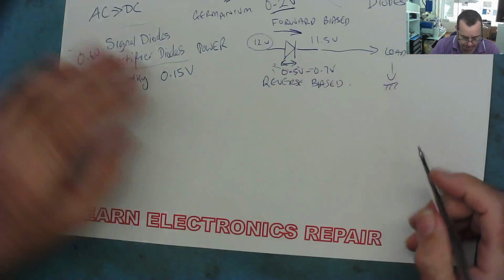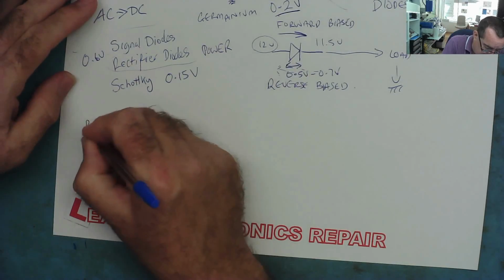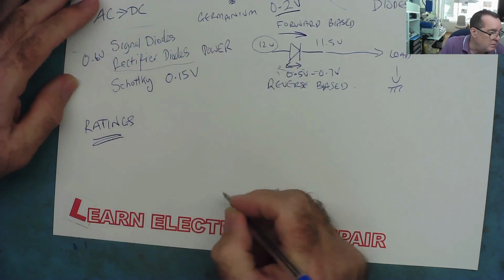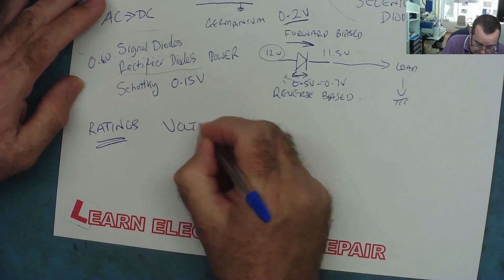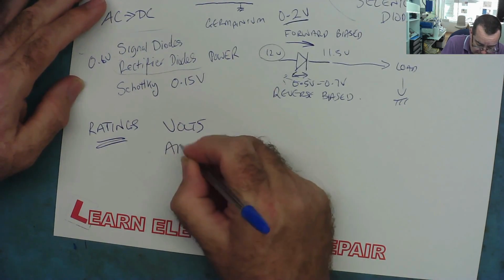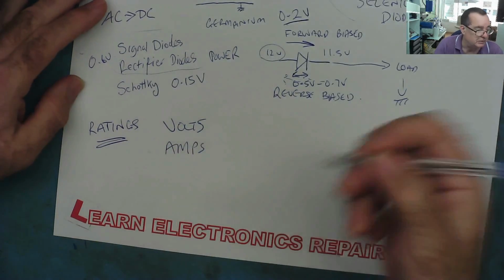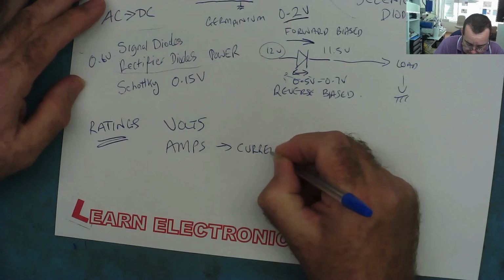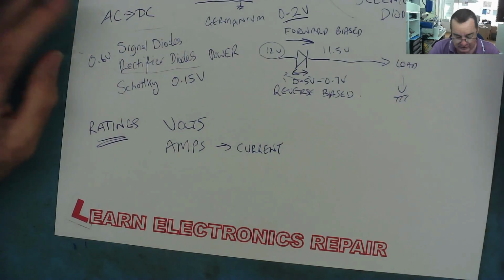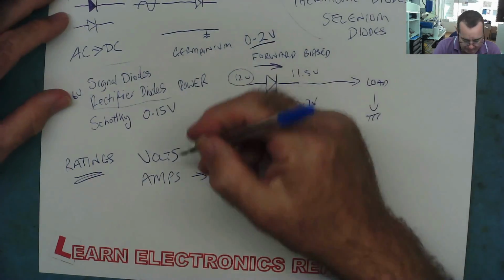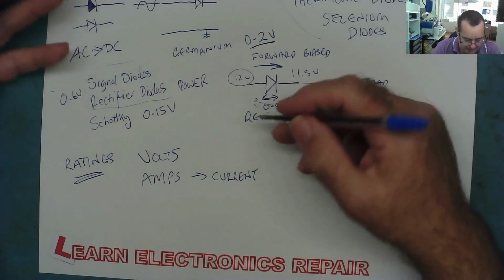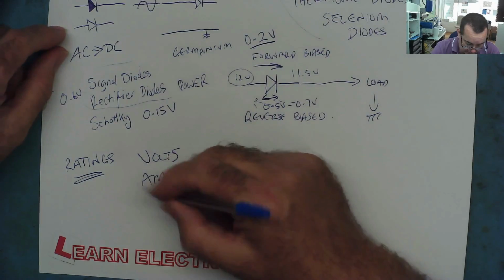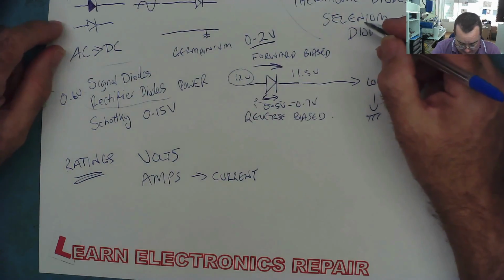Diodes have ratings, okay? And the two main ratings are volts and amps. Amps is quite simple. Amps is the current that can flow before the device self-destructs. Well, it gets destroyed, isn't it? Before you destroy the device, it can only handle up to a certain amount of current. If you pass more current through it, it will burn out. So the amps is quite easy to understand.